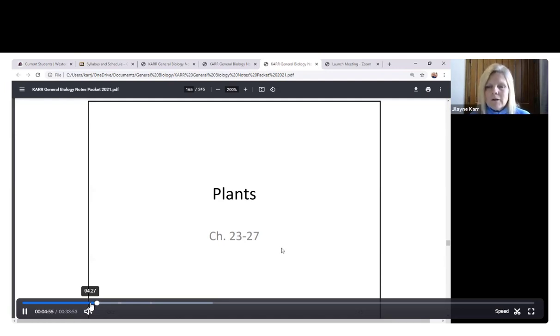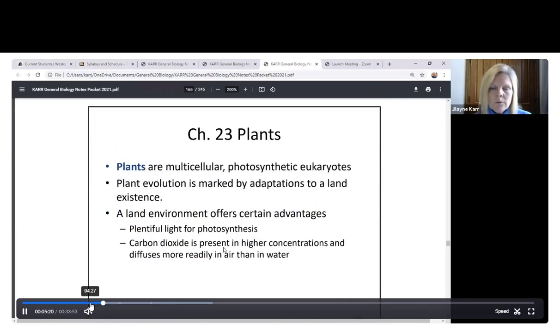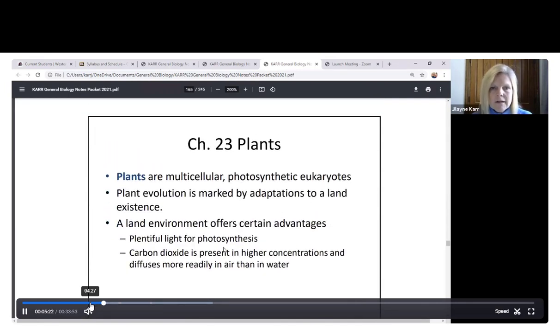So we're moving up on our level of complication in terms of having more ability, more complexity and structure. And there's just lots and lots of diversity when we look at the plants. So this is chapters 23 through 27 in your textbook. We're going to spend most of our time in chapter 24, actually, looking at just basic structures of plants and how they work. So basic definition of plants, they are multicellular photosynthetic eukaryotes.